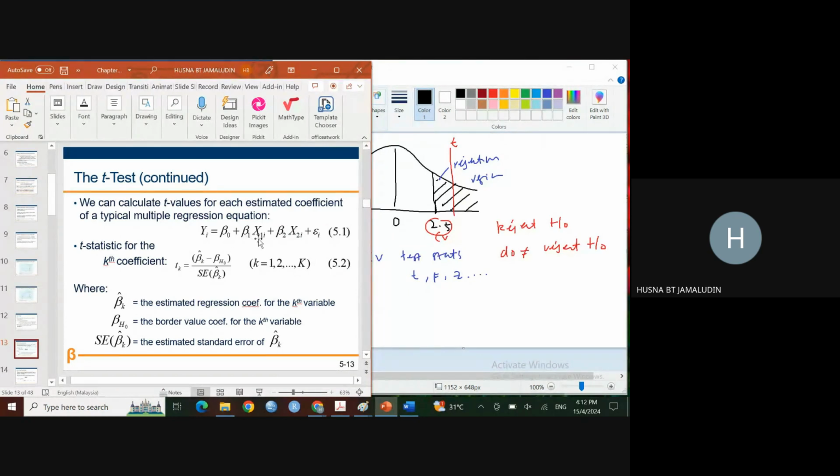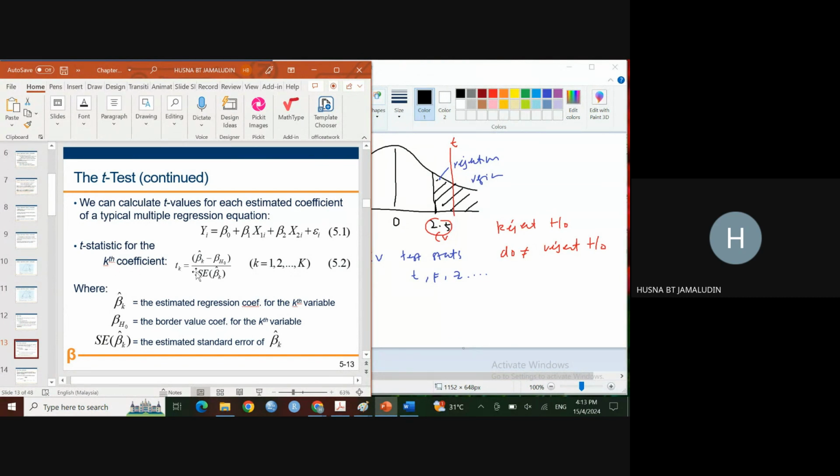Okay, if you look at this regression equation, how many variables do you have? How many independent variables do you have? How many? Two. Two. Okay. So in this case, the t statistic for whatever variable, whatever coefficient you have, the k-th coefficient. In this case, you have two coefficients.